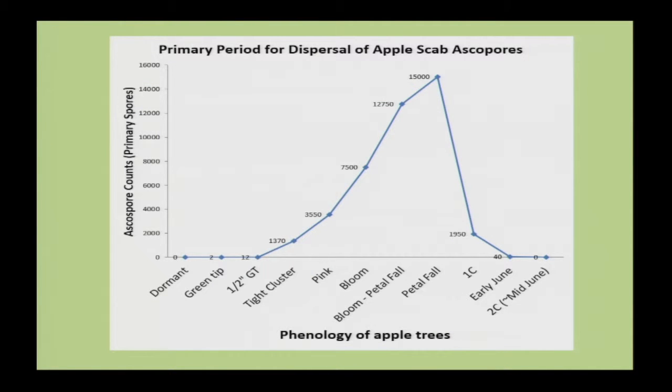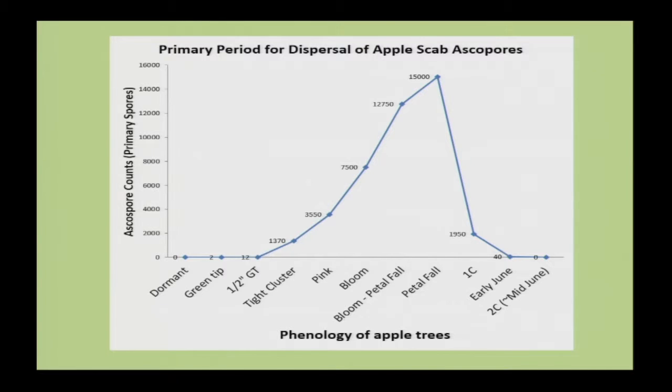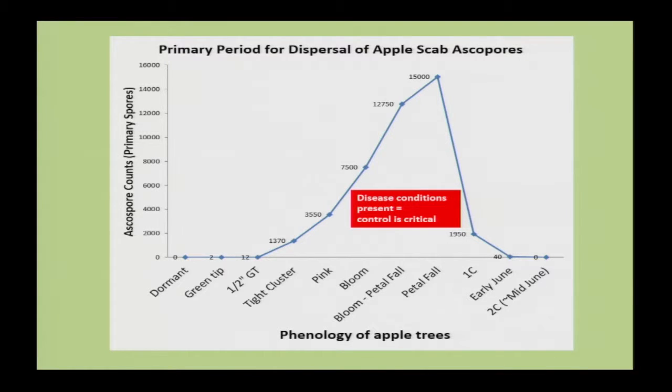Just to give you even more of a visual of how the spores are released over time, these are results from our research lab at Penn State in Biglerville, and this is very consistent over the last several years. We have a couple of spores being released around green tip, half-inch green tip, tight cluster. But as you can see, the max number of spores are released from bloom to petal fall. So it's during this time period that, if disease conditions are present, it is very critical to manage the disease.